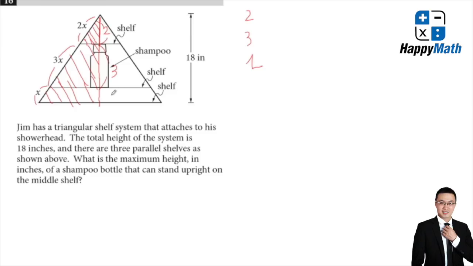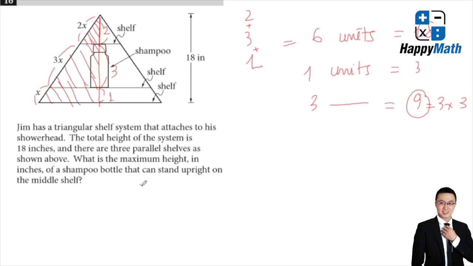Here is 3 units and here is 1 unit. The ratio or proportion, so the total of them will be 6. And 6 units in here will correspond to the height, 18 inches. So 1 unit will correspond to 18 divided by 6, 3 inches. And the bottom will be 3 units, I mean 9, because 3 times 3 equals 9. So the final answer for this question is 9.